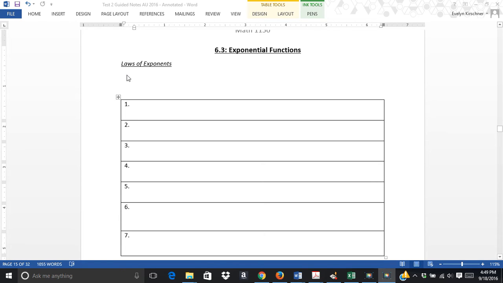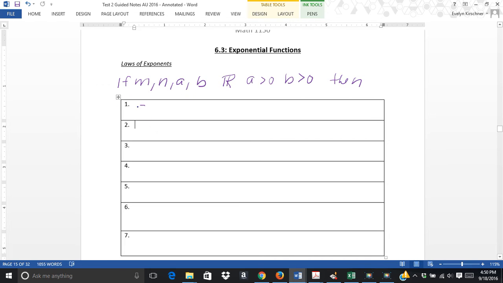We're talking about exponential functions, but before we do that, we have to talk about what the laws of exponents are. So first of all, I want to define some things. I have m, n, a, and b, and they're all real numbers, and a is greater than 0, and b is greater than 0. So if I have all those, then I can write these laws.